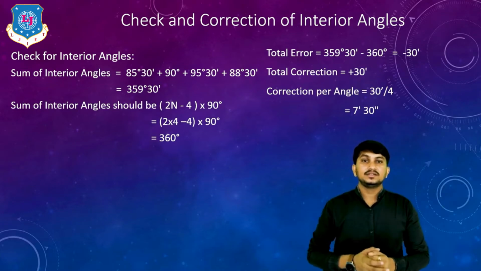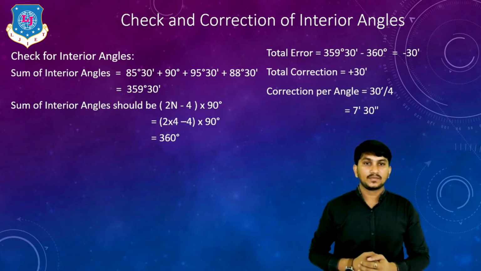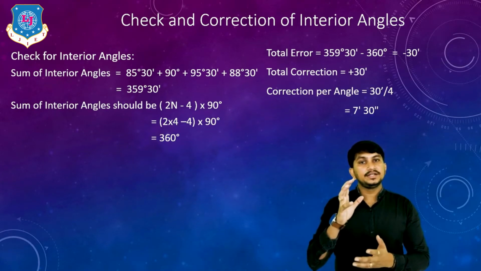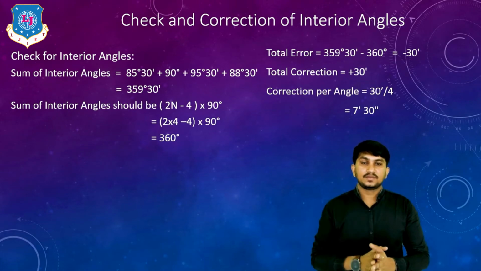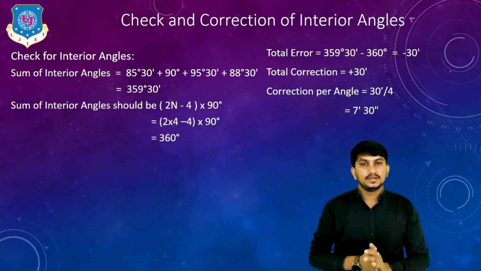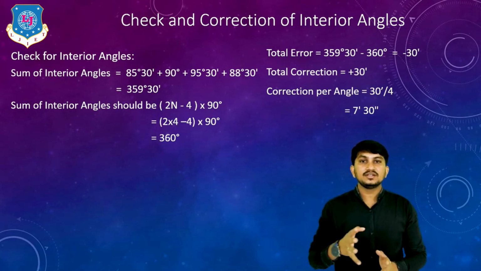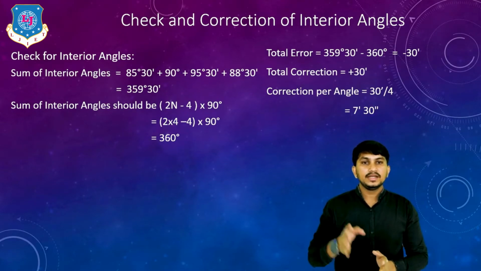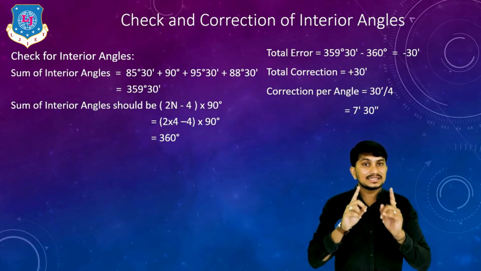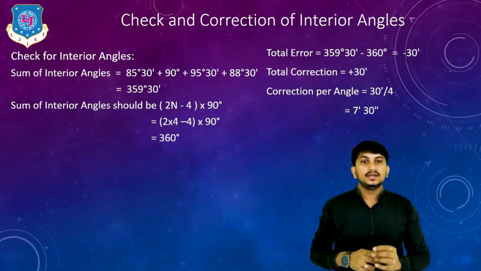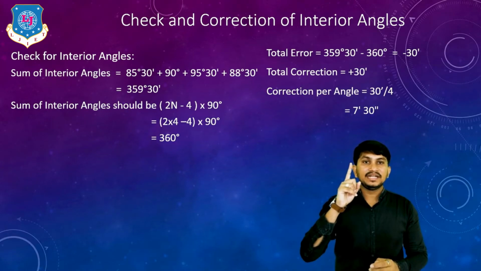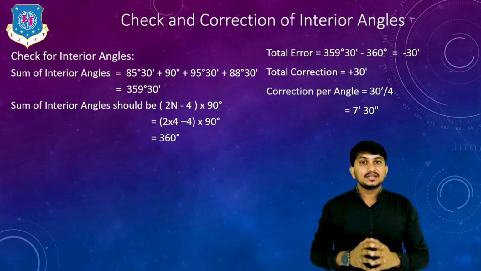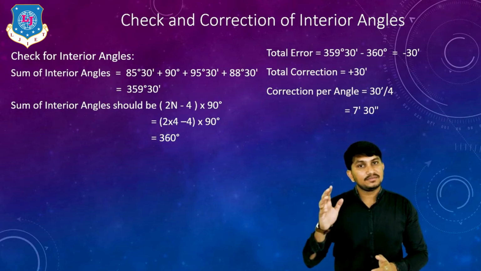For correcting this error, the total correction is equal to plus 30 minute. So plus 30 minute can be added in the sum of interior angles. This correction is divided into number of stations. Here the stations are 4. So correction is divided into 4 parts. So correction per angle is equal to 30 minute divided by 4. It is 7 minute 30 seconds. 60 seconds means 1 minute. So here 30 minute divided by 4 means 7.5 minutes. 60 seconds is equal to 1 minute, so 30 seconds. 7.5 minutes means 7 minutes 30 seconds.